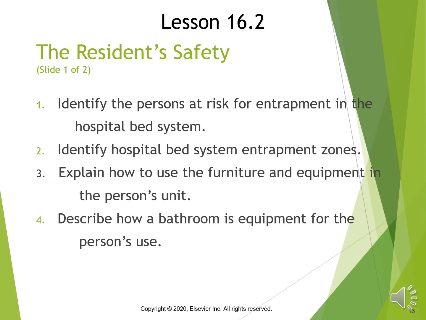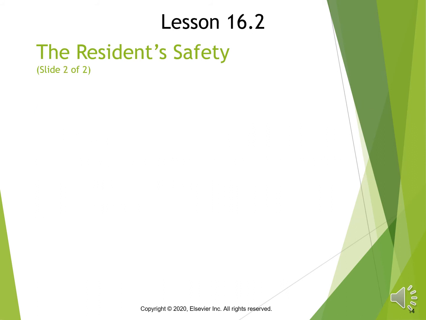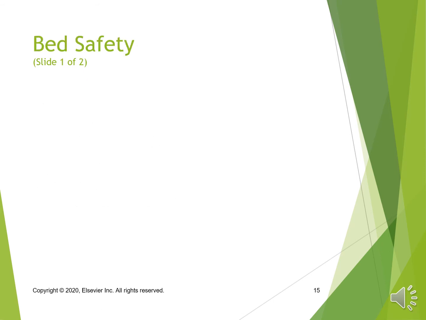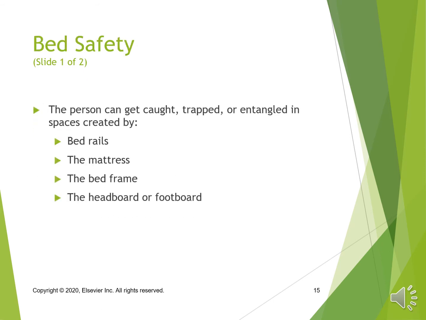Identify the person at risk for entrapment in the hospital bed system. Identify hospital bed system entrapment zones. Okay, so we need to know that. The person can get caught, trapped, or entangled in spaces created by bed rails, the mattress, the bed frame, or the headboard or footboard.